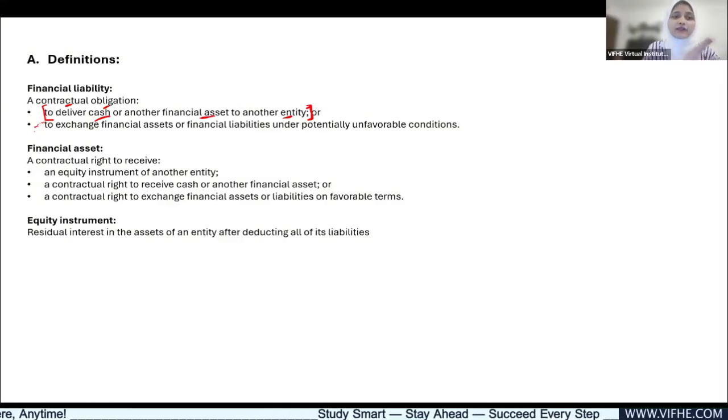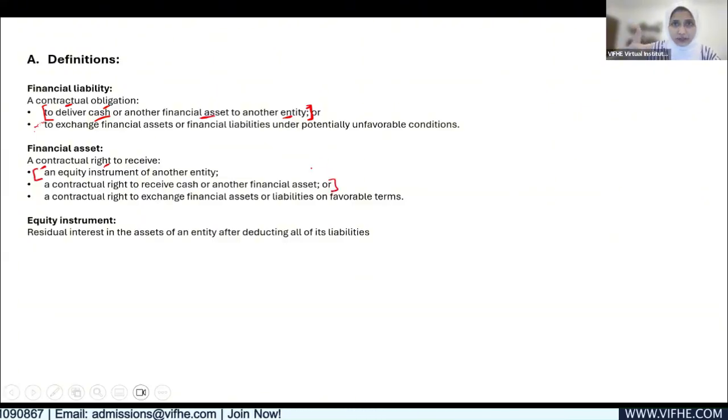Like I said, you all will have to remember the first sentence clearly. That's important. A contractual obligation to deliver cash or another financial asset. That's it. Just very few keywords. Contractual obligation to deliver cash, to deliver financial asset. Now, similarly for financial asset, it's a contractual right. It's a contractual right to receive an equity instrument of another entity, a contractual right to receive cash or another financial asset. So again, these two are very important. That is a contractual right to receive what? An equity instrument, cash, or another financial asset.